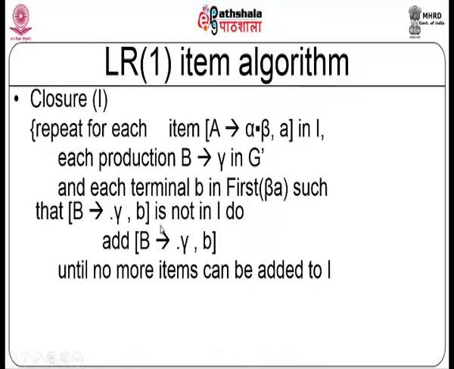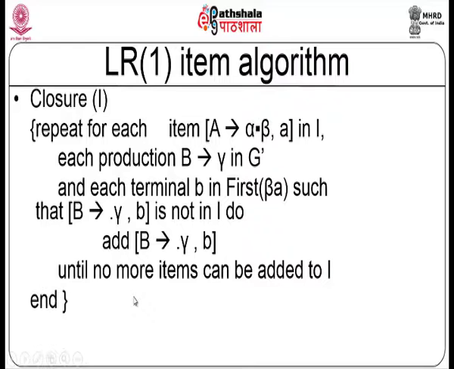So, what is the situation? I have to look at the dot, which is going to be before a symbol beta. If that beta begins with the capital B, supposing B produces gamma, I have to look at the first of beta a. First of beta a is considered, and supposing you have the first of beta a as some terminal b, you have to add the item B produces dot gamma comma b, if it is not in I, until no more items can be added to I. So, this is your situation.